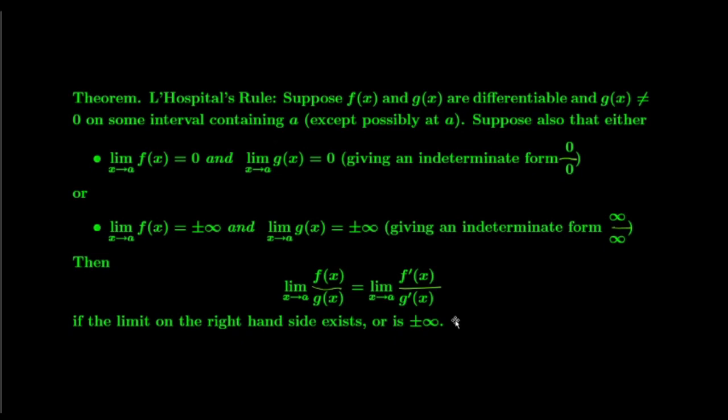Again, we have two conditions. One condition is the given limit is an indeterminate quotient. The second condition is the new limit is a finite number or infinity. If that's the case, then we can use that formula to compute the limit. In many cases, the new limit is much simpler to compute.